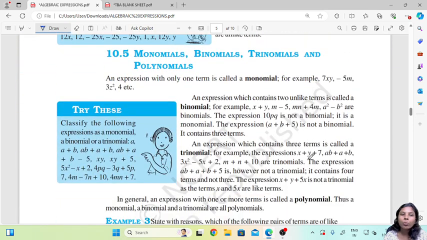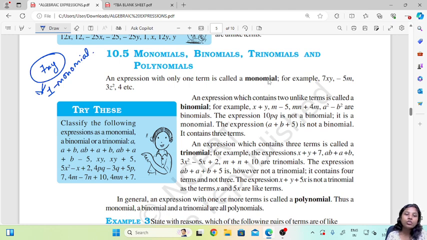Now let's look at monomials, binomials, trinomials and polynomials. Now an expression which has only one term is called a monomial. Say you have just 7xy. This is your expression, okay. So it has how many terms? It has only one term. So it is called a monomial.